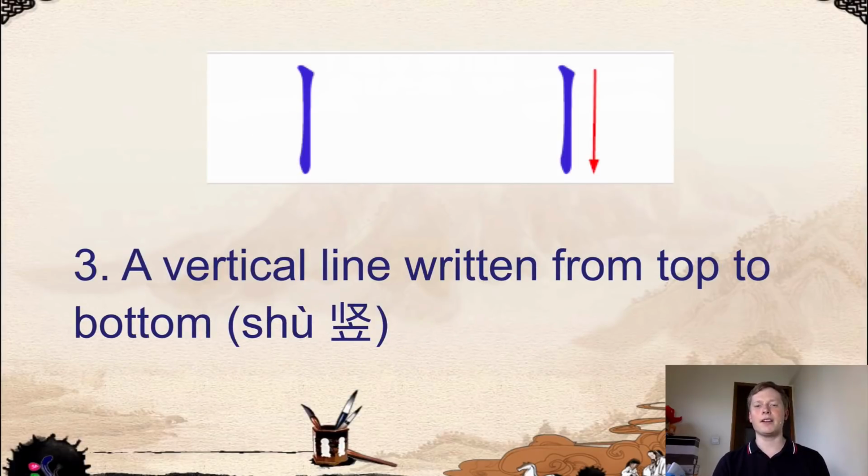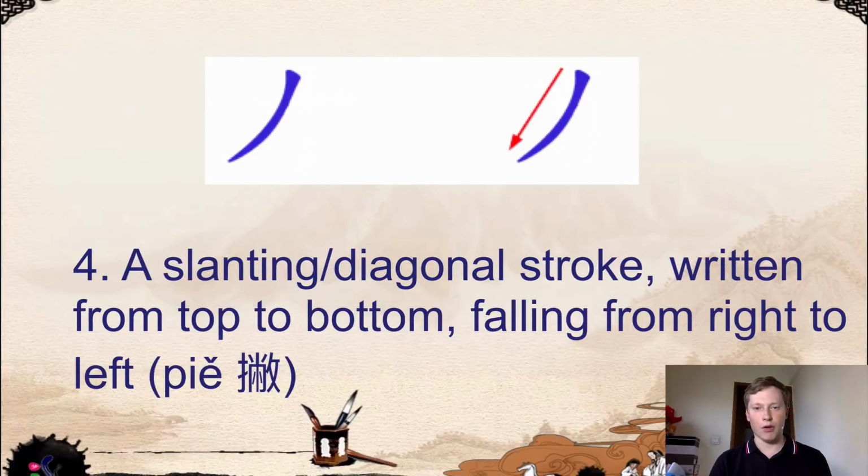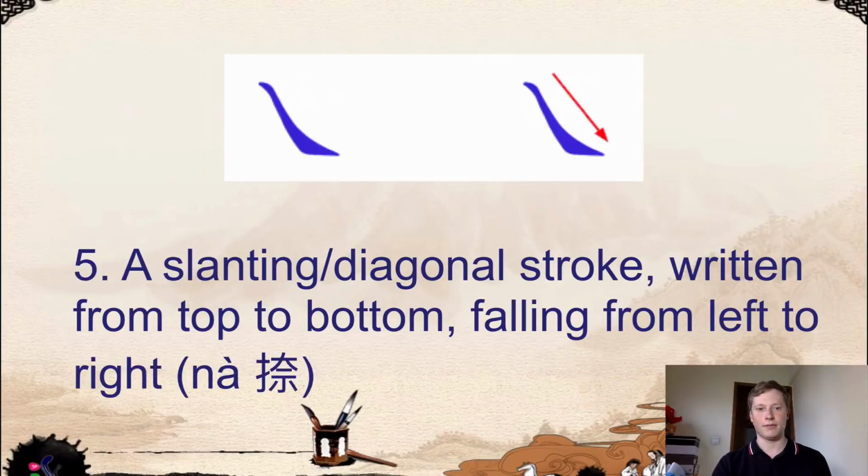The third stroke is a vertical line written from top to bottom. Just a vertical line, and in Chinese this is called shu. The fourth stroke is a slanting or diagonal stroke written from top to bottom, falling from right to left. It's not a straight line, it's a diagonal stroke, from right to left. And in Chinese, this is called pie. This stroke has to be written from the top to bottom, in that direction. And you'll see another one which is written from bottom to top in a minute.